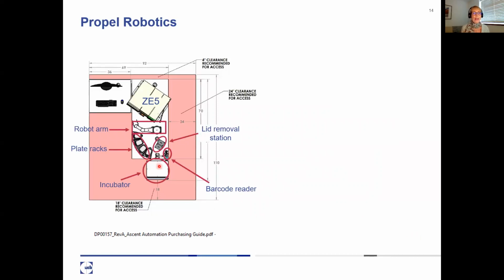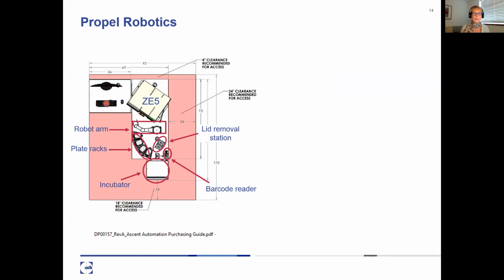We have an incubator here. Our incubator is basically a glorified refrigerator. We don't have CO2 attached to it. You could do, but that was our preference. We have the barcode reader here for reading barcodes on the plates, and we also have a row of plate stackers here. The lid removal station is here. This is the robot arm. We have the actual instrument sitting here in the corner, and this is where the operator sits with the monitor.